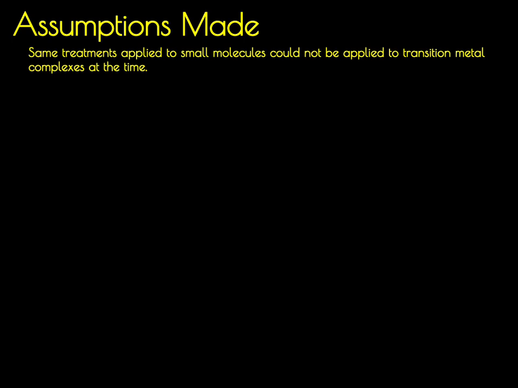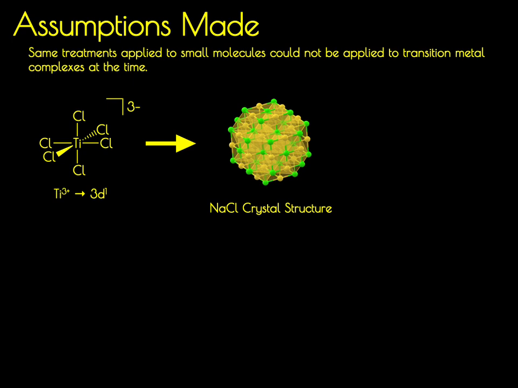To understand this approximation, we're first going to consider the molecule titanium hexachloride. Titanium hexachloride contains a formal titanium 3+ ion which contains one d valence electron. The titanium center in this molecule is surrounded by 6 chloride ions in an octahedral geometry. This is therefore similar to the sodium ion in the sodium chloride structure, which contains a sodium ion surrounded by 6 different chloride ions. The bonding in sodium chloride was known at the time to be largely ionic in nature.